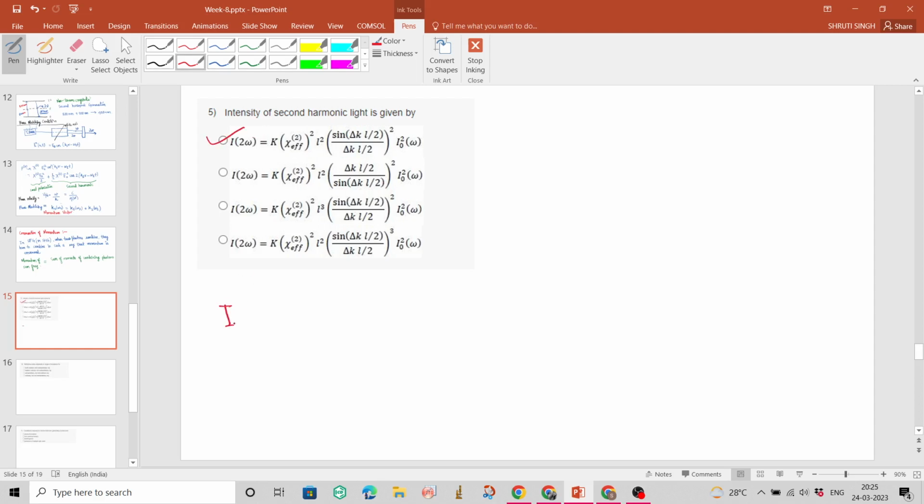That is I of 2 omega, the intensity of the second harmonic light, equals effective second order susceptibility squared, L squared, where L is the coherence length, then sine squared of delta K L by 2, all divided by the square of delta K L by 2.